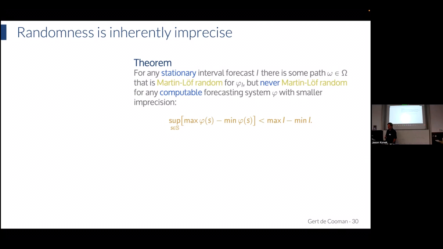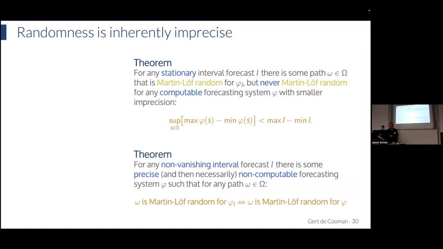Okay. And then there's this final result. Explain why precision is inherent. Sorry, can you repeat that question? From this theorem, you infer that randomness is inherently in the results. Yeah.